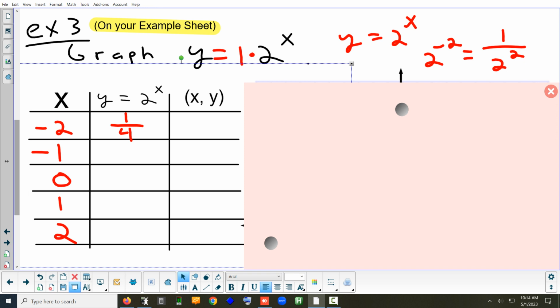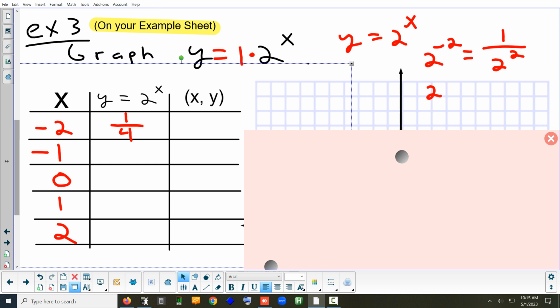Let's do it again. Sophie, what's my next x value I need to plug in? -1. So now we're going to have 2 to the -1. How do we write 2 to the -1 so it doesn't have a negative exponent? Perfect. 1 over 2 to the first power. And what's 2 to the first power? 2. Now, that's going to be it for fractions for the y values. From here, we're going to start getting nicer numbers.